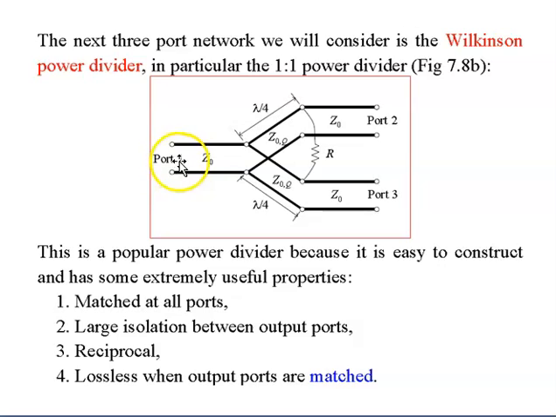Here you have port 1, port 2, and port 3. Lambda over 4 here would be your quarter wave transformer, hence the name lambda over 4, quarter wave. This is a popular power divider because it is easy to construct and has some extremely useful properties. First, it is matched at all ports. Number 2, there is a large isolation between output ports. Number 3, it is reciprocal. And number 4, it is lossless when output ports are matched.